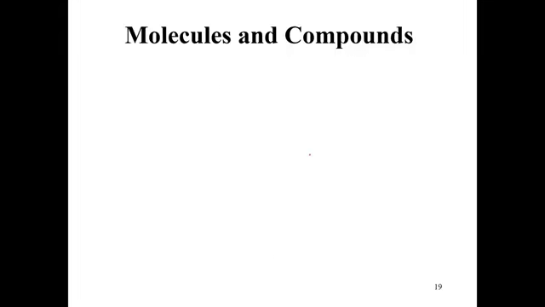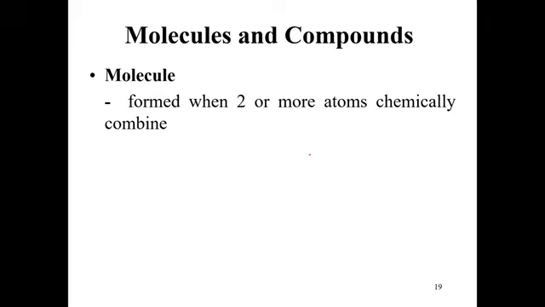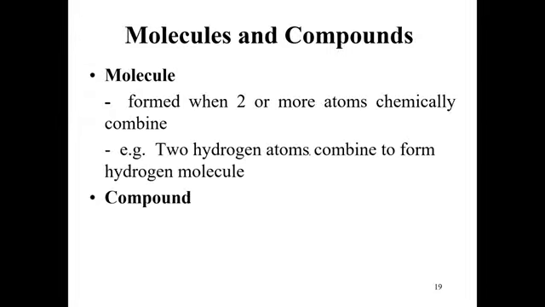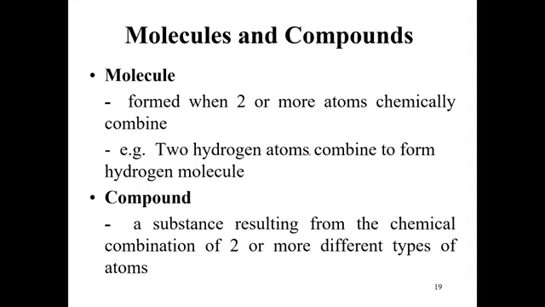Next, we have molecules and compounds. When we say molecule, it is formed when two or more atoms are chemically combined. It does not need to be the same, just two or more atoms in one structure, that is a molecule. A compound, on the other hand, is two or more atoms that are different. Okay? Two or more different types of atoms. So a molecule can be H2, while compound should be different, like CO2.